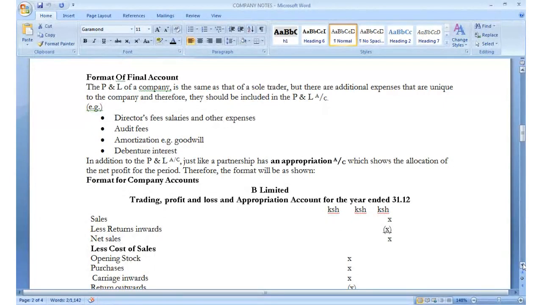Amortization at this level, we are not going to talk much about it, because in a business or in a company we have what we refer to as goodwill. But at this level, what I just want you to understand is amortization is like depreciation. Amortization is just like depreciation. When you depreciate a current asset, it's very similar to what we refer to as amortization, only that amortization is for non-tangible or intangible assets, those assets that you cannot touch.